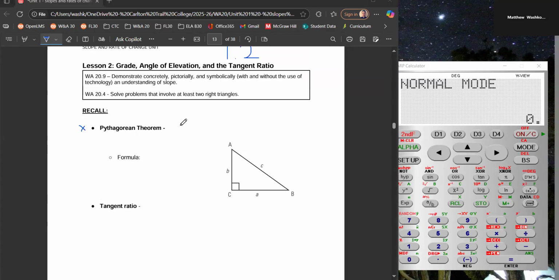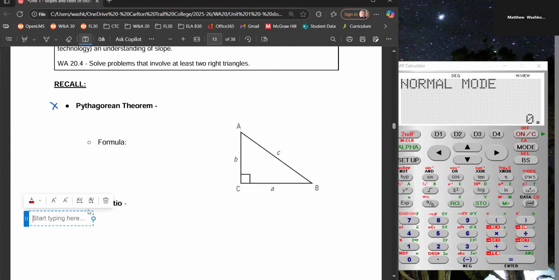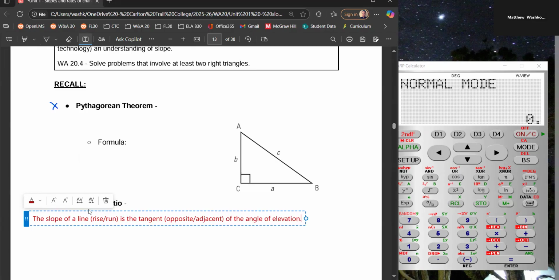But anyways, I'm going to make sense of this. It's going to sound a little weird at first. It's not going to make sense. Trust me, just follow along for a bit. I'm going to give the definition first. We'll turn this into English in a second. So the slope of a line, which we know is rise over run, right? M equals rise over run, is what we call the tangent, which is opposite divided by adjacent, of the angle of elevation. We'll go over that later.